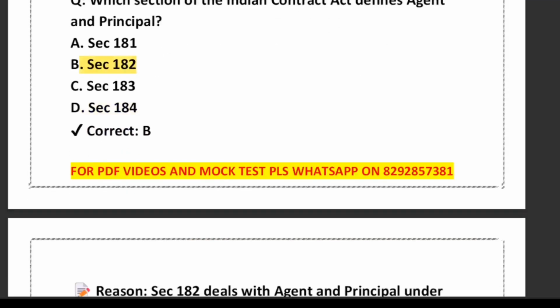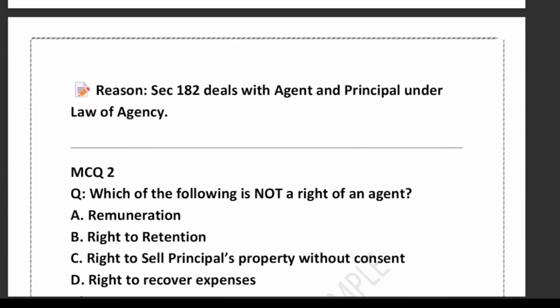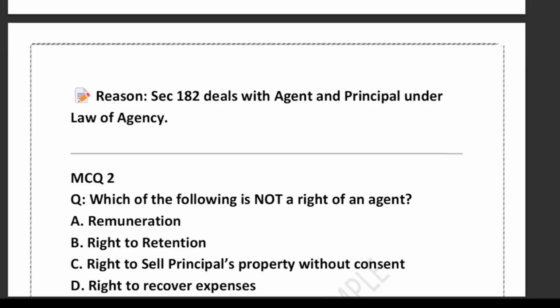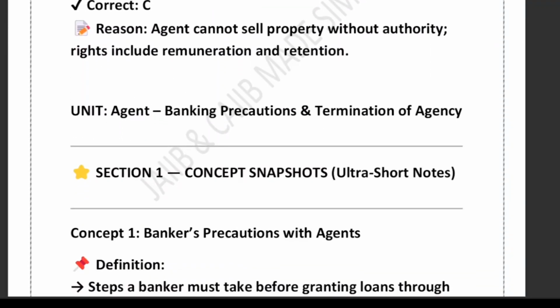The next question is, which of the following is not a right of an agent? Remuneration, right to retention, right to sell principal property. Yes, this is not a right. You cannot sell principal property without consent. Proper consent should be taken. That's the point. So remember, agency means principal plus agent plus authority, and agent's right means remuneration and retention.